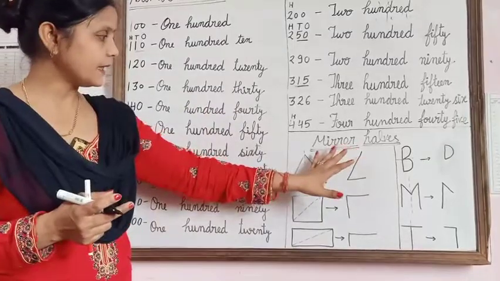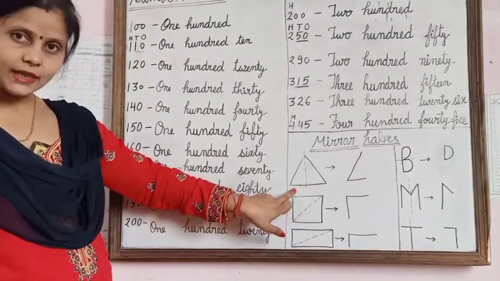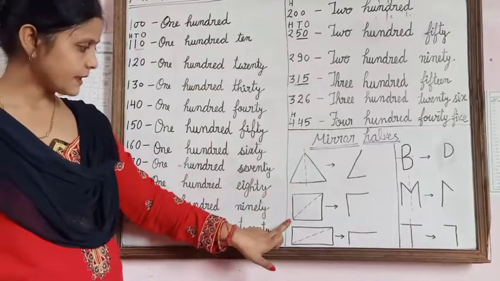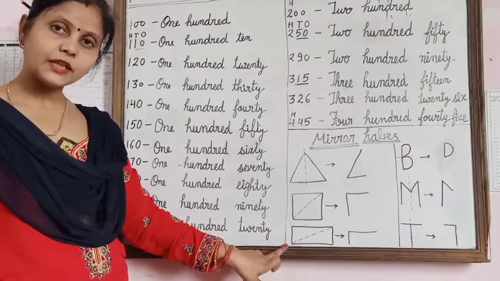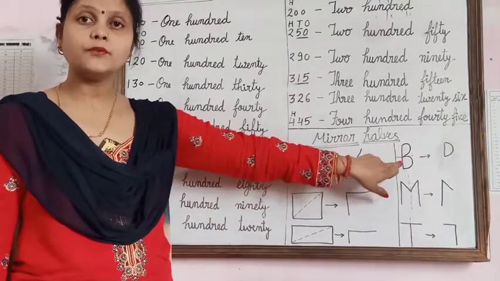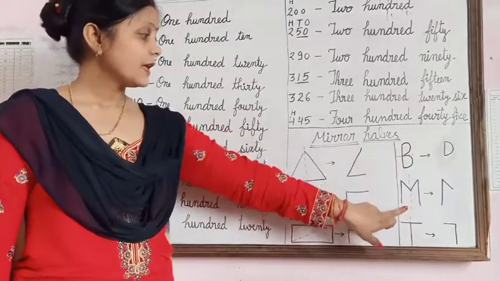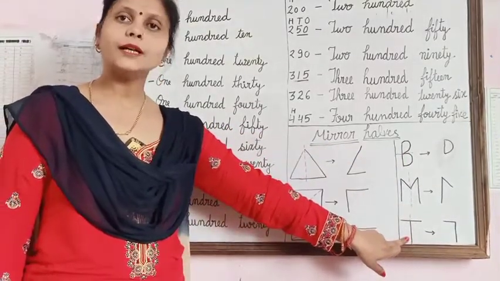So the same thing is here. Some figures are mentioned there. The first figure you know very well, it is a triangle. Second figure is a square. Third figure is a rectangle. Then the alphabetical letter B. B for boy. M, M for monkey. And T, T for tiger.